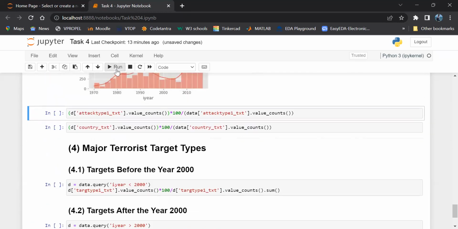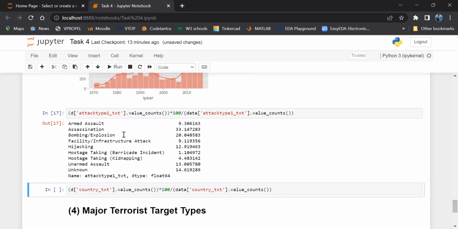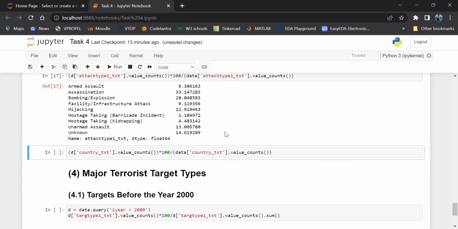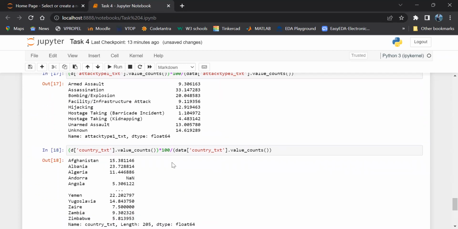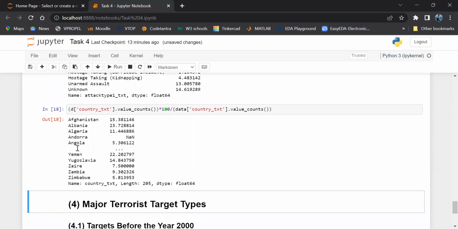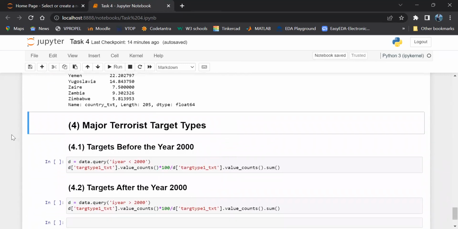Let's see the attack types with the most failures. So assassination has the highest failure chance. Armed assault is at 9%, and so on. Similarly, this is the failure percentage of countries.